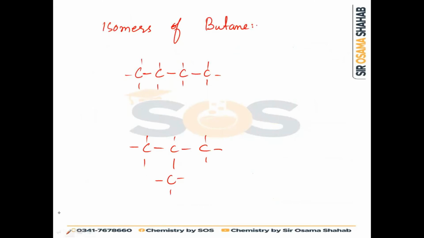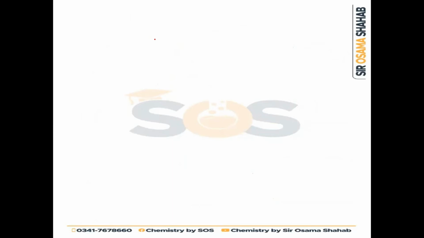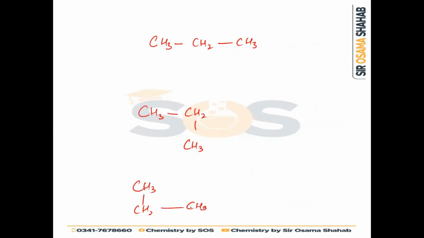And the one thing that I want to share with you guys is, if I draw the structure of propane, it is CH3, CH2, and CH3, right? If you put the last carbon on the second carbon, or the first carbon on the second carbon, the structure will remain the same. It is linear, so there is no possibility to form isomers.